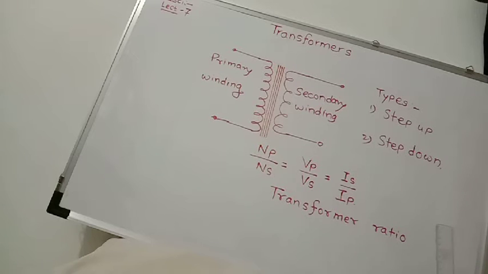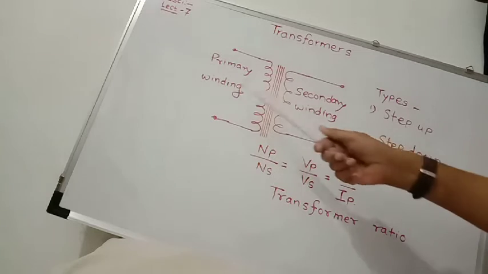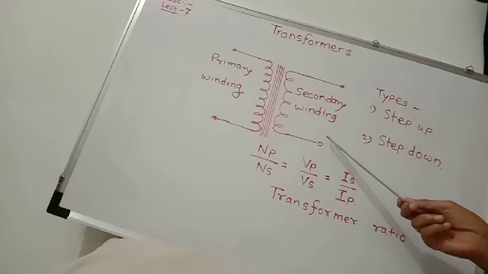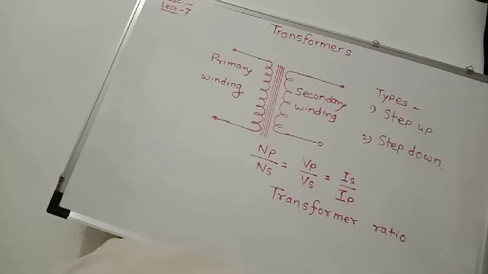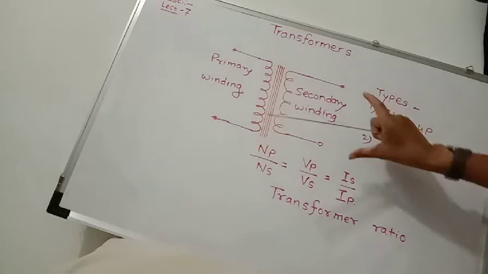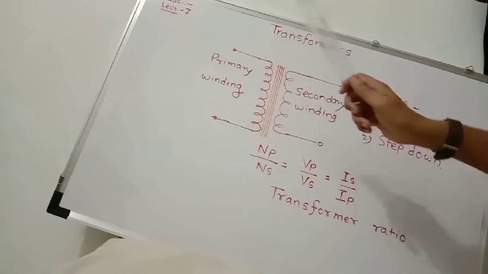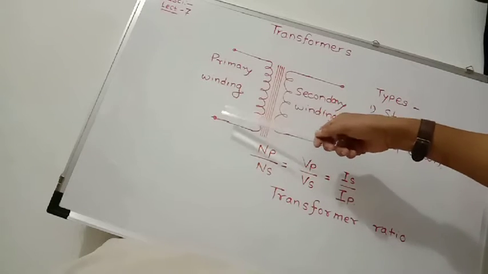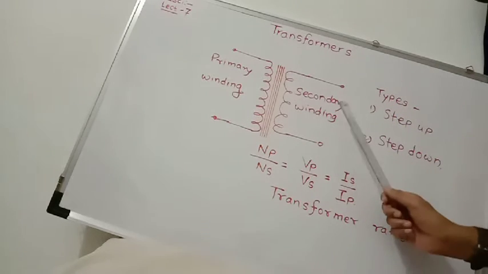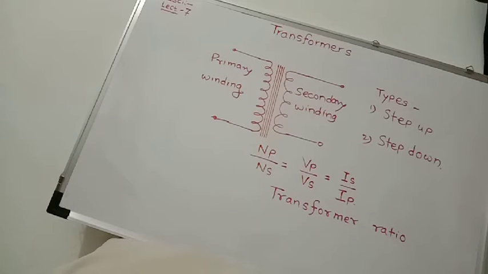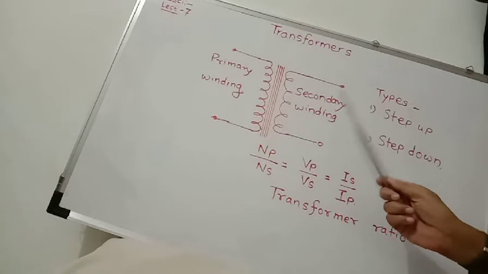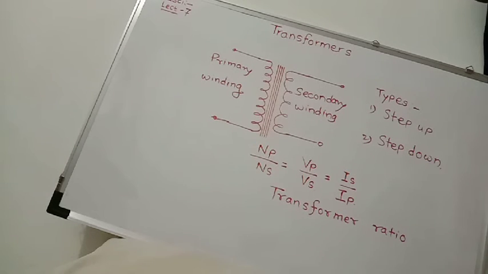But in a step up transformer, the secondary voltage is greater than the primary, for example 250 volt or 1 kilovolt. We get a larger voltage across the secondary than the primary. The primary voltage is 230, so here we get 250 or 1000, or 600, like this. So the secondary voltage is more than the primary in a step up transformer.